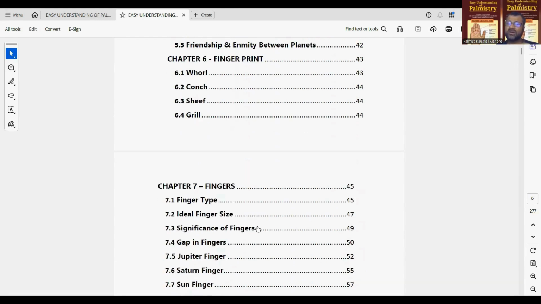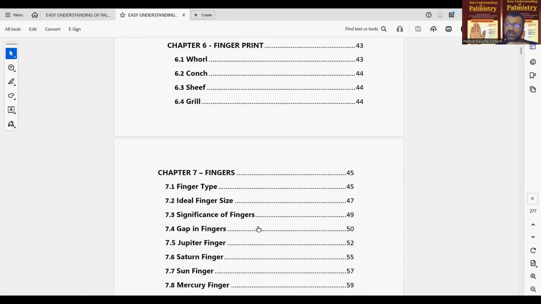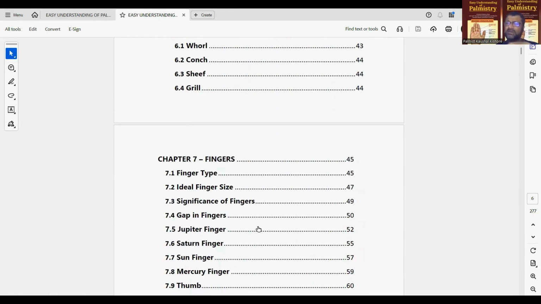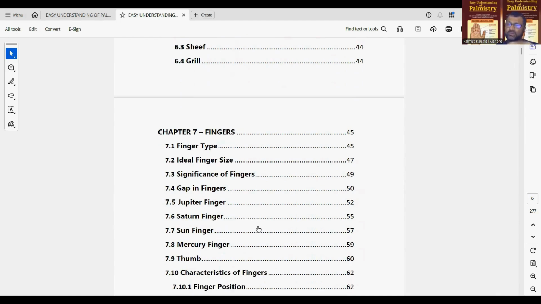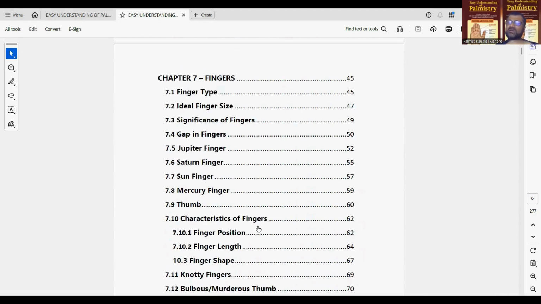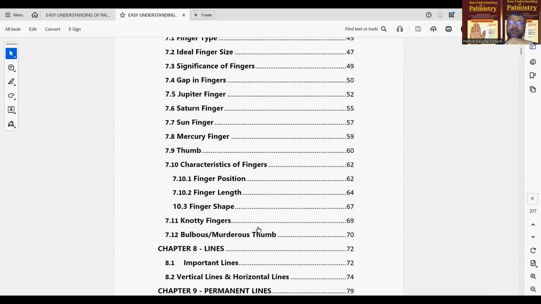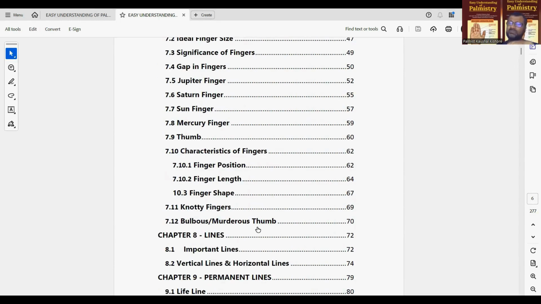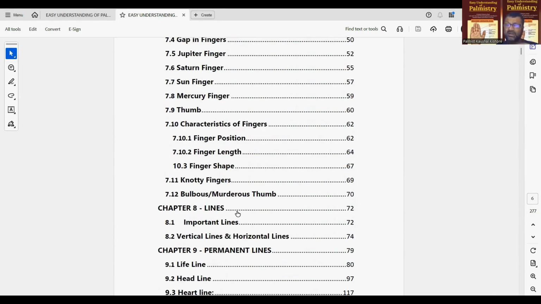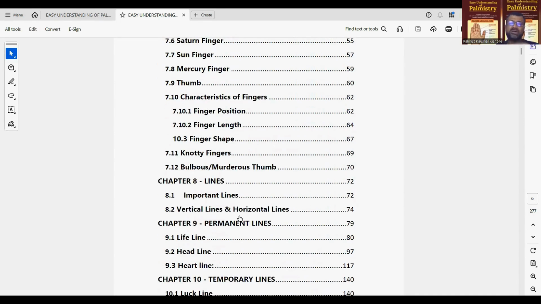Then if you go to the finger type, what are the finger types, finger size, significance of finger, if there is a gap in the finger, then all the fingers at Jupiter, Saturn, Sun, Mercury, thumb, what are the characteristics of the finger, if one finger is bent toward another finger, what is the characteristic, if one finger is short, one finger is long, then what will be the implication. Then the naughty finger, what is the influence of that. Some people have a naughty finger.